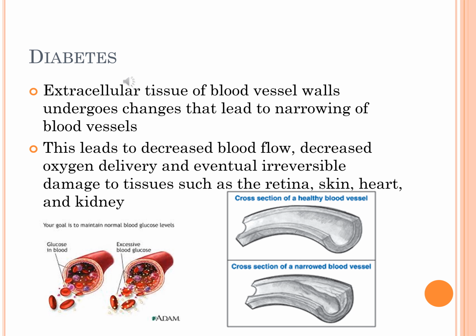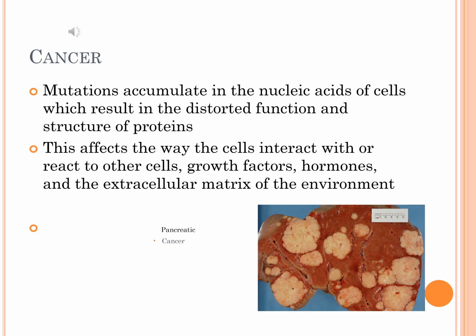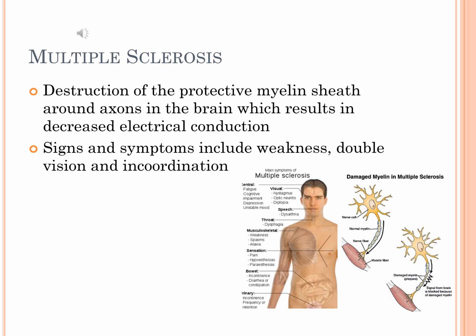heart, and kidney. Cancer: mutations accumulate in the nucleic acids of cells, which result in the distorted function and structure of proteins. This affects the way the cells interact with or react to other cells, growth factors, hormones, and the extracellular matrix of the environment. Pancreatic cancer. Multiple sclerosis: destruction of the protective myelin sheath around axons in the brain, which results in decreased electrical conduction. Signs and symptoms include weakness, double vision and incoordination.